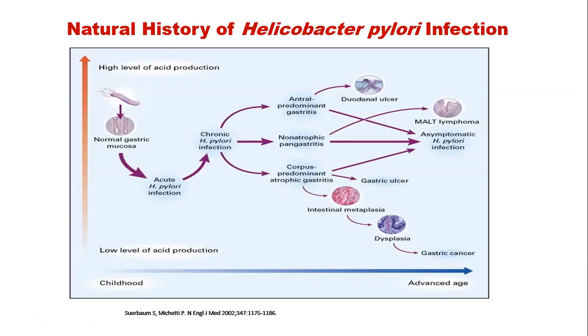So these arrows show you the different outcomes that could result from a natural infection in a person who was exposed early in life. As you can see, the presentation is quite variable, and you have an interplay between the host and the bacterial agent.